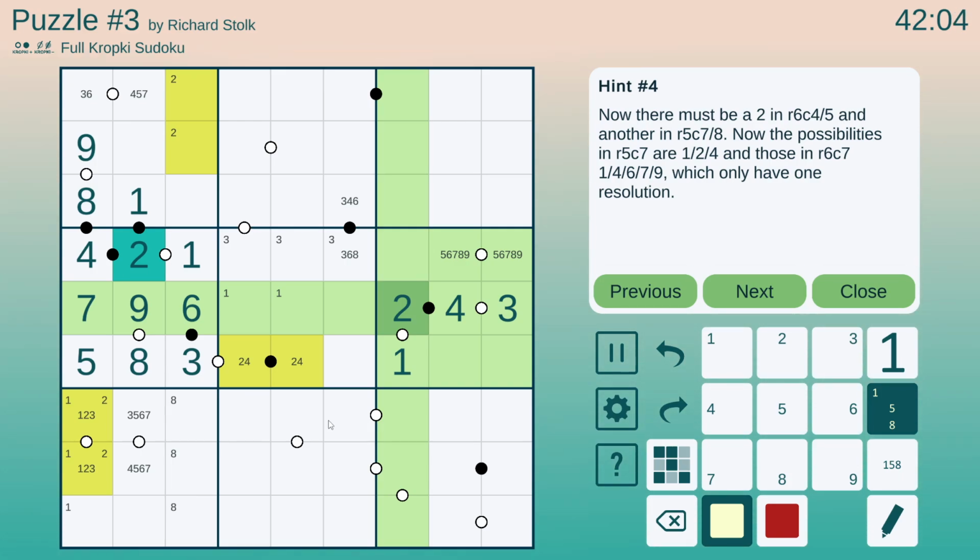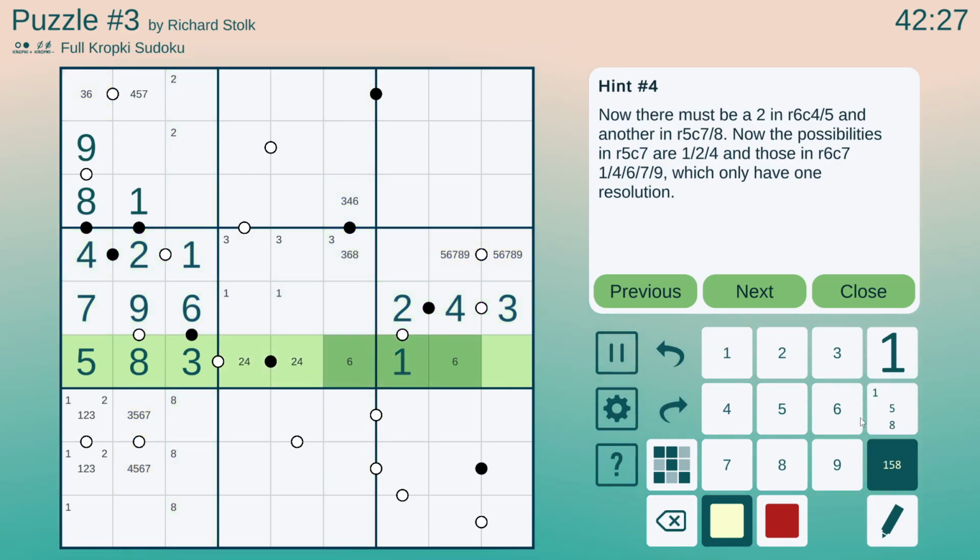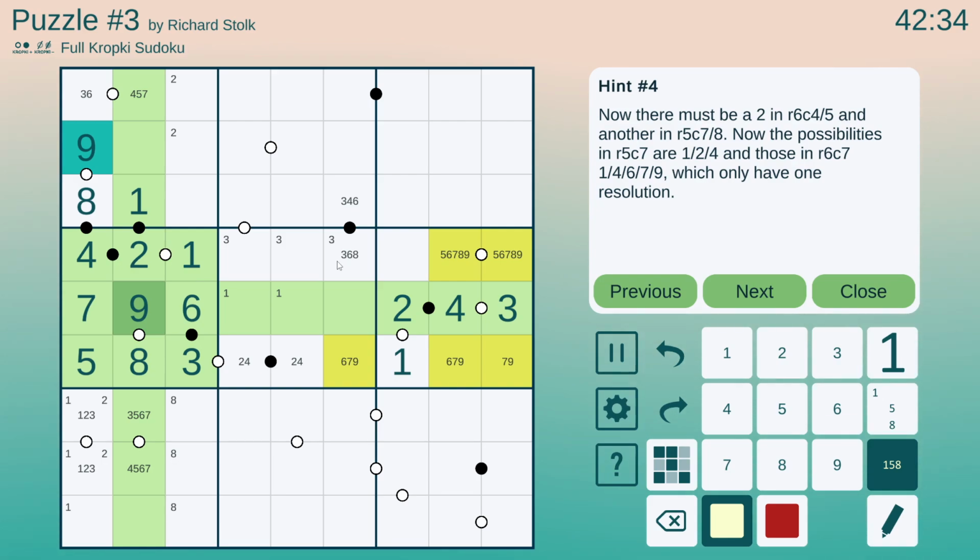2, 4, 5, 6, 7, 8, 9. 1, 2, 4. 1, 2, 3, 4, 5, 6. 6 in one of these 2 cells. I don't know, I guess I'll write it down. And then we're missing 7s and 9s, which are practically worthless, but whatever. I'll write them in.